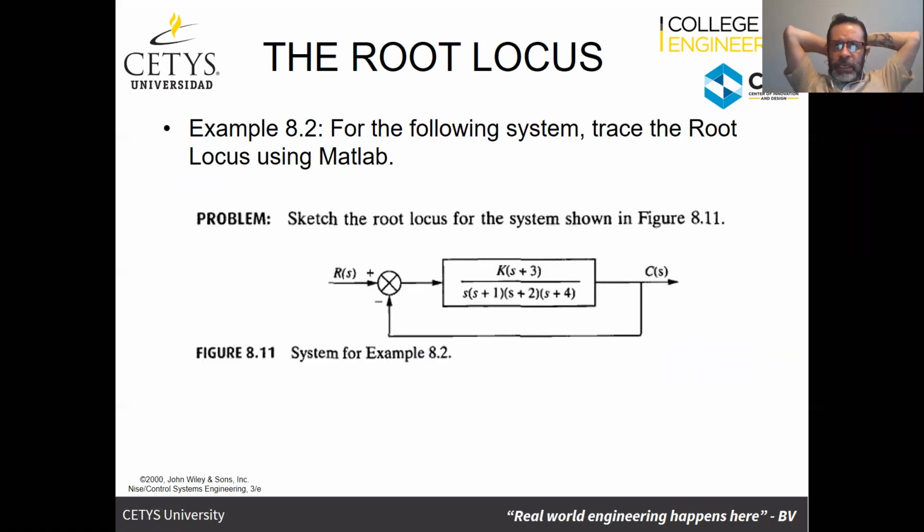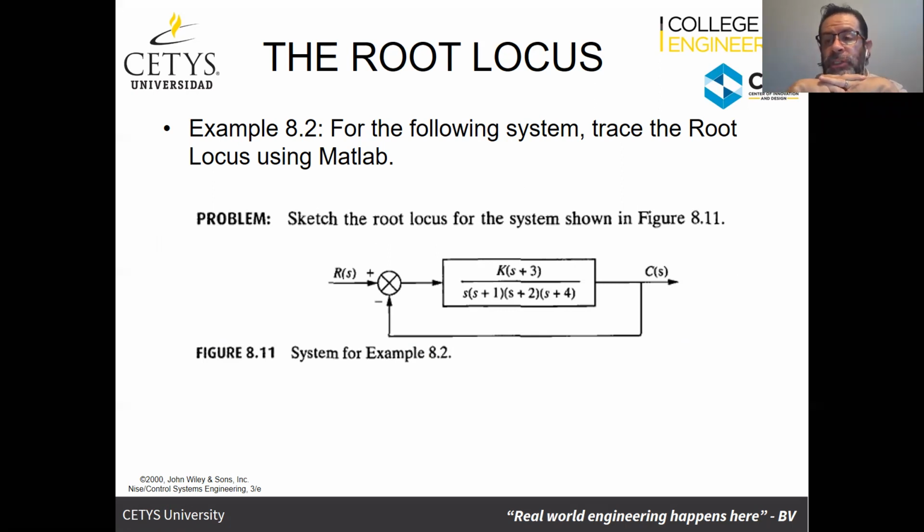Now we're going to see how to do the plotting of the root locus, but instead of doing it manually, let's make use of MATLAB. With software we can have the root locus represented there, and we can actually use the root locus to do some design.